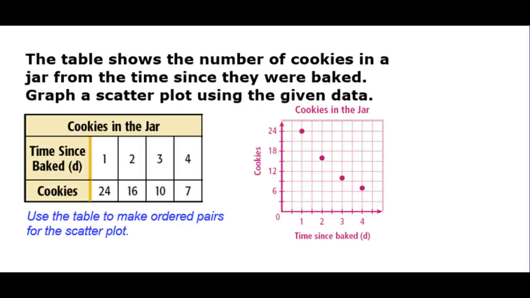This table shows the number of cookies in a jar from the time since they were baked. We're going to graph the scatter plot. You'll notice that the time since they were baked is on the bottom and the number of cookies is along the side. So at 1 day, there's 24 cookies. At 2, there's only 16 cookies. At 3, there's 10, and at 4, there's 7. You'll see the 4 distinct dots there. That is a scatter plot, and if you remember, we called that a discrete graph before.